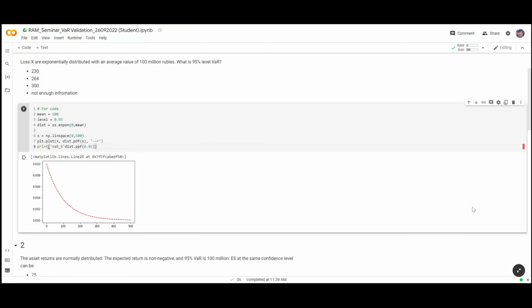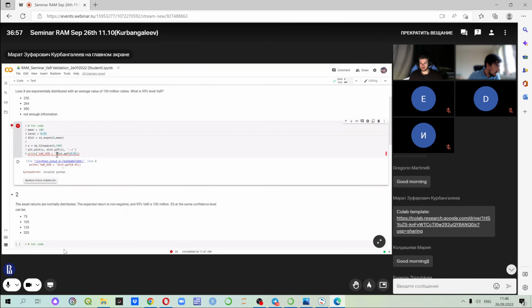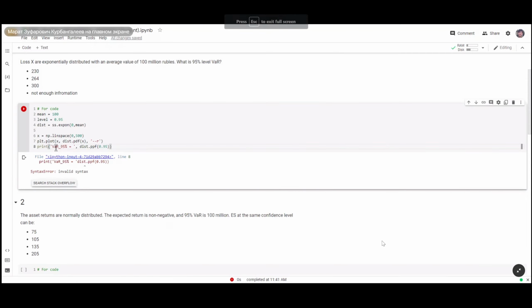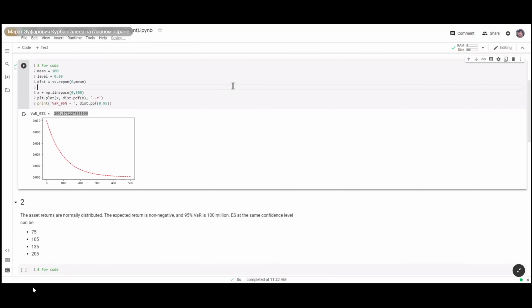Five percent equals, and let's see. Oops. Invalid syntax. You have PPF, not PPT. No, I missed a comma. I just missed a comma. So this is the text, and this is the value that should be printed out from the variable. So I just missed it. Okay, so here it is.